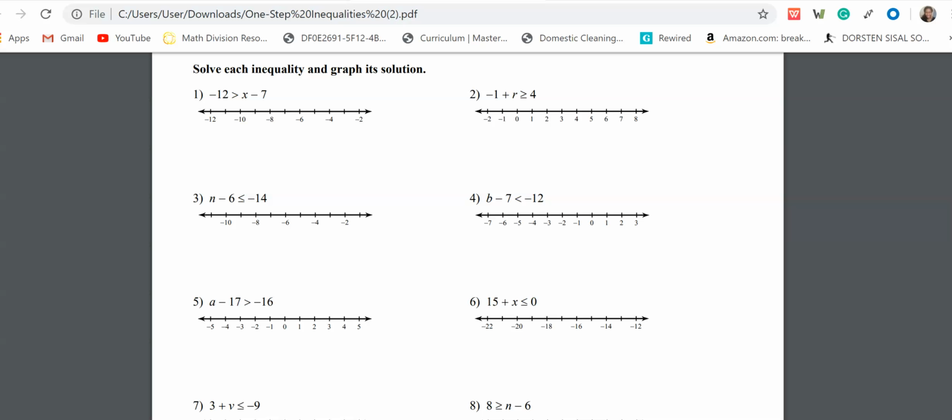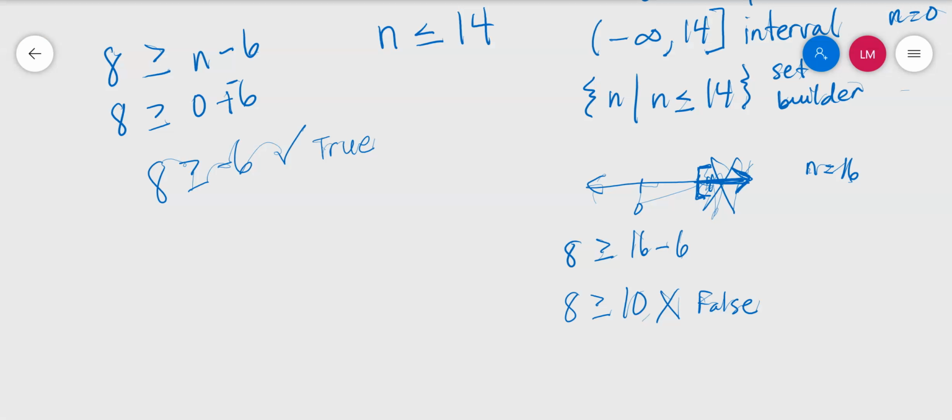Okay, on number 2, you know what? I'm going to do number 6. Yeah, let's do number 6. Clear my board off. All right, so for number 6, I believe I saw 15 plus x less than or equal to 0.